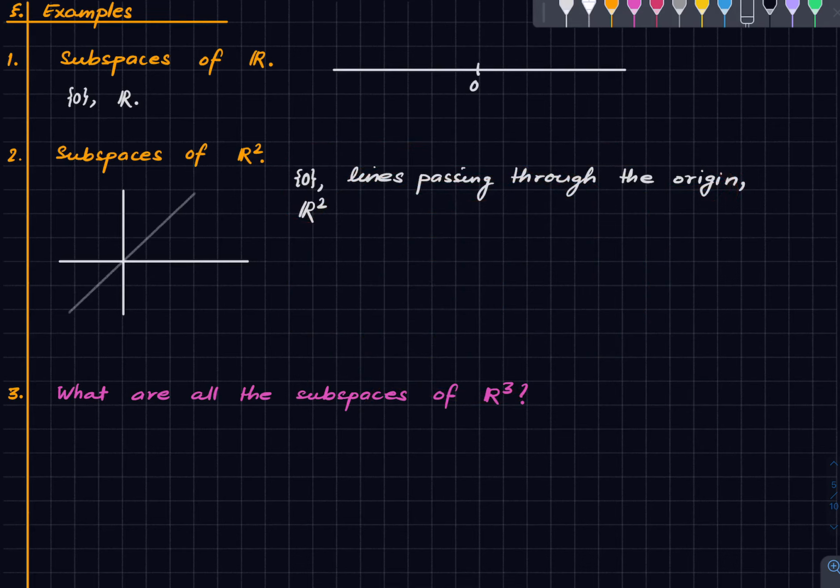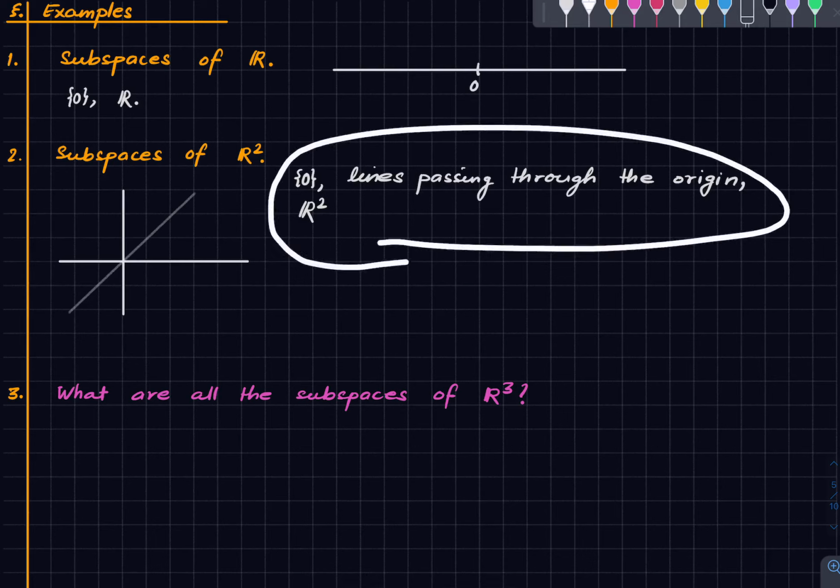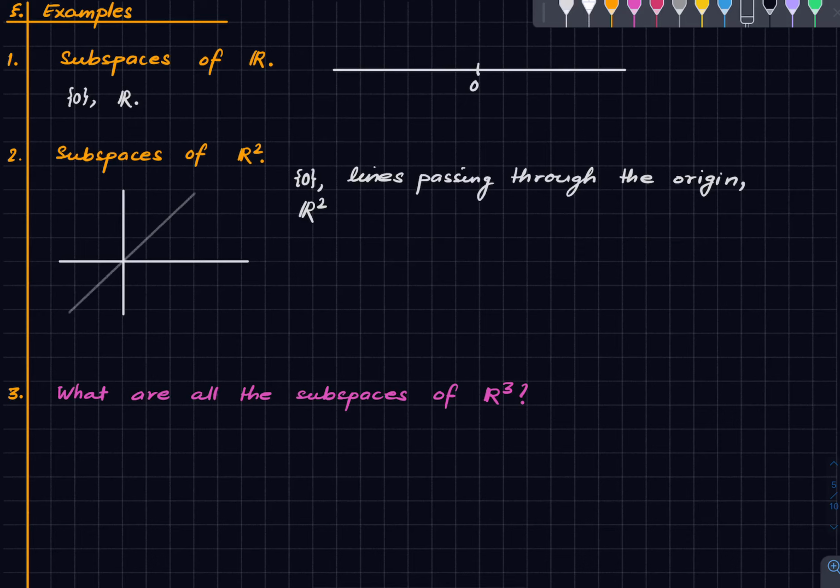So I didn't argue it in full detail, but I hope you can fill in the details. If it is not clear, I would encourage you to stay on this as long as it takes to fully understand why these are the only subspaces. And if you have study groups, you should bounce these things around.